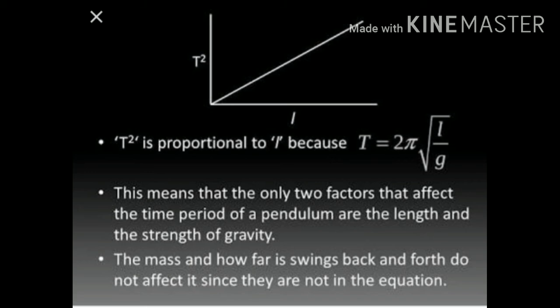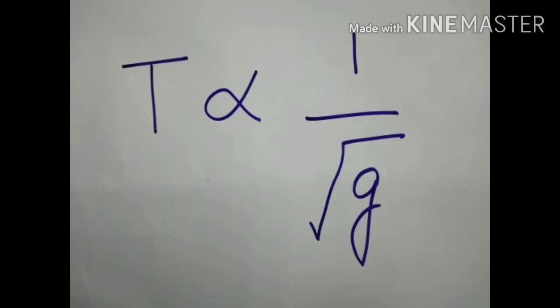The time period of oscillation is inversely proportional to the square root of acceleration due to gravity. That is, T is proportional to 1 by root over g. For this reason, a pendulum clock goes slow, that is, the time period of oscillation increases, when it is taken to mountains or to mines due to a decrease in the value of acceleration due to gravity.